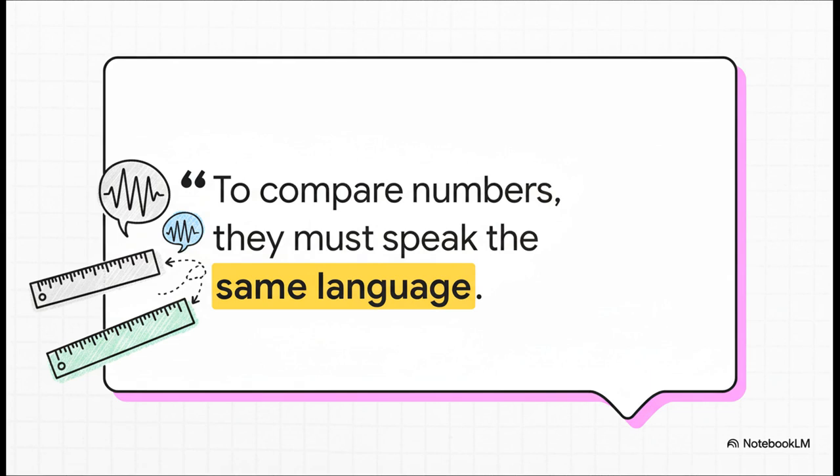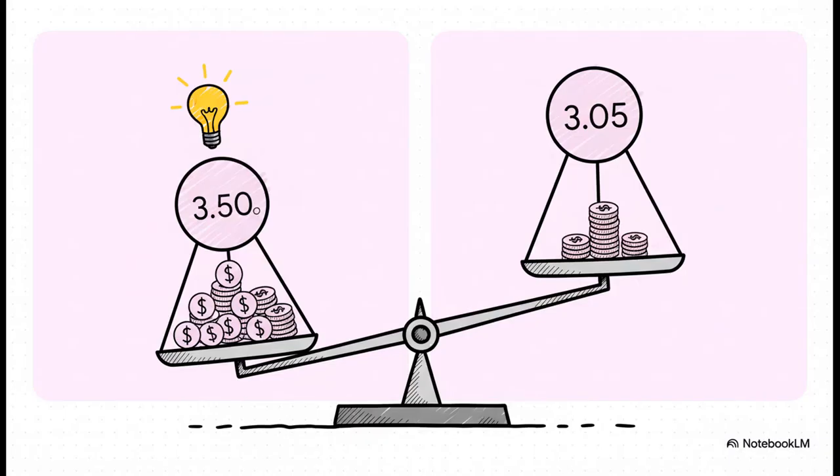And here's why it's confusing. Right now, these numbers aren't speaking the same language. See, 3.5 only goes to the tenths place, but 3.05 goes all the way to the hundredths. To really compare them, we gotta get them on the same page. And this is the trick.